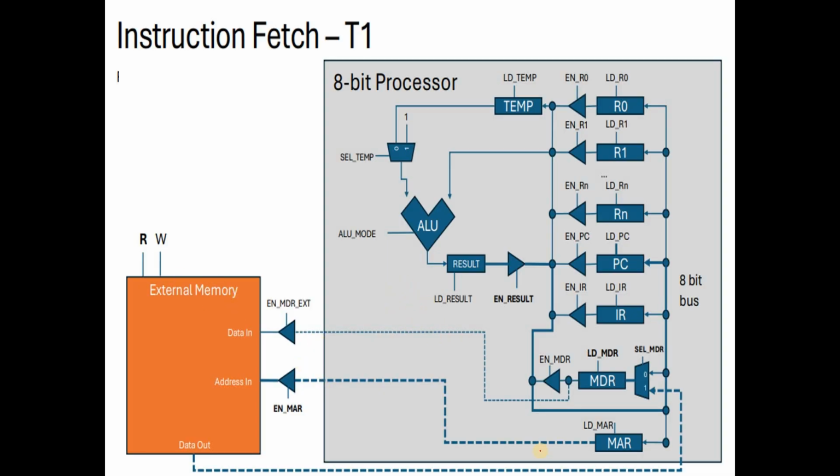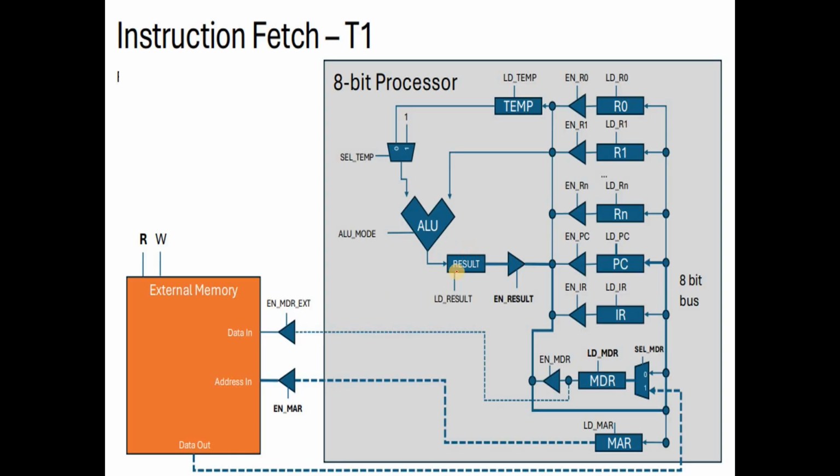So the MAR is going to read from the memory the address that we passed in. Then it's going to be stored into the MDR, because remember, MDR can read from the memory and write to the memory, right? Because MDR is used to read and write. So this is going to happen.